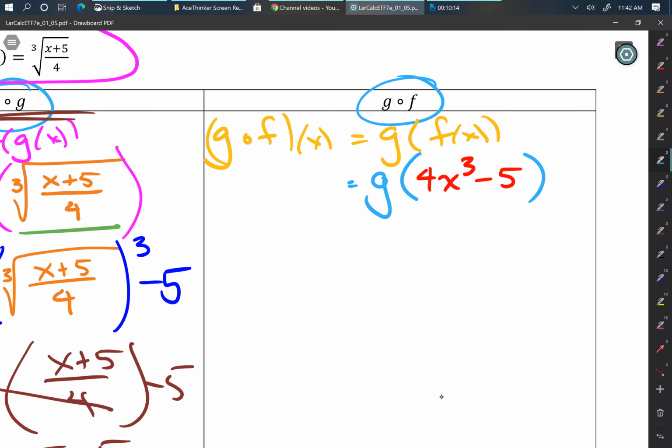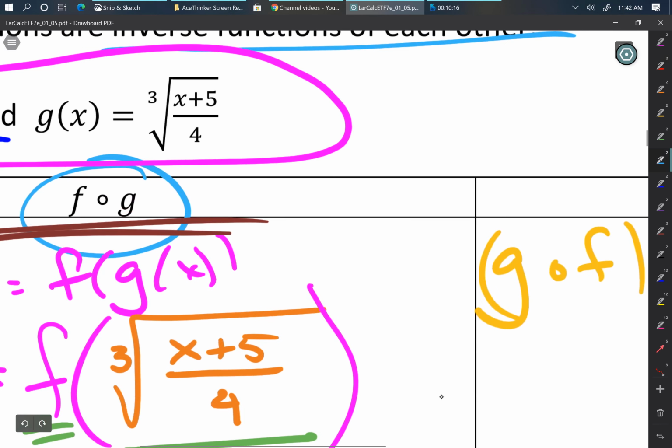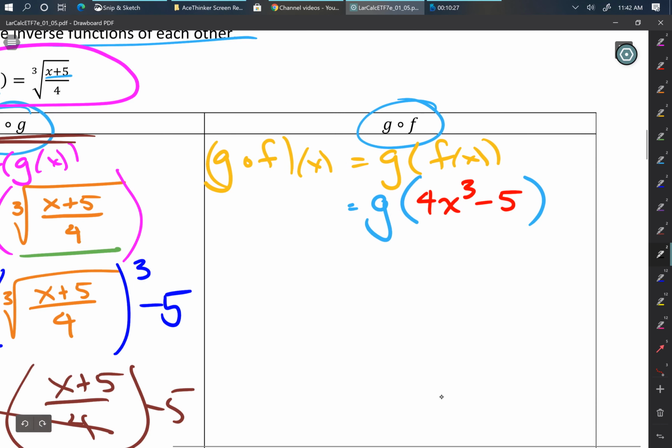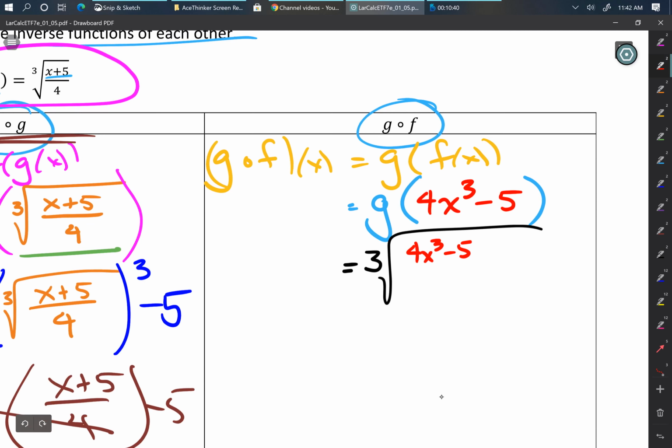And now I'm going to apply the g function. Now remember, the g function says take whatever's in the parentheses, add 5, put it in the numerator, divide it by 4, then wrap it up with a root. So when I do the g, I'm going to have the cube root of 4x cubed minus 5 plus 5 divided by 4.